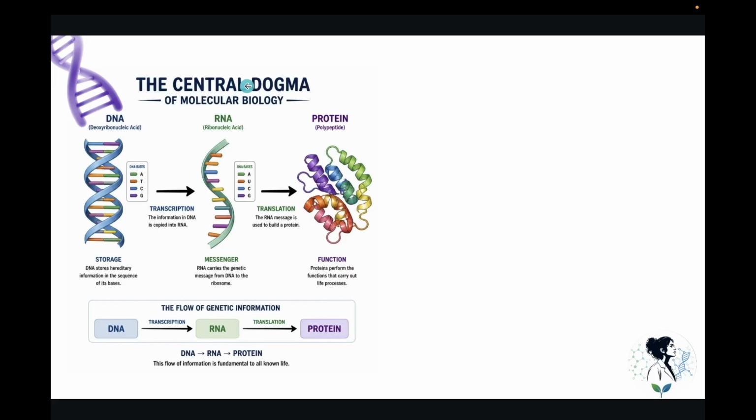Before understanding transcription, we need to understand what the central dogma of molecular biology is. DNA, which stores hereditary information in a sequence of its bases, forms RNA through the process of transcription, and RNA is processed to form protein, which is called the process of translation. The genetic information flows from DNA to RNA by the process of transcription, and RNA to protein with the process of translation. And in this video we are going to understand what transcription is.